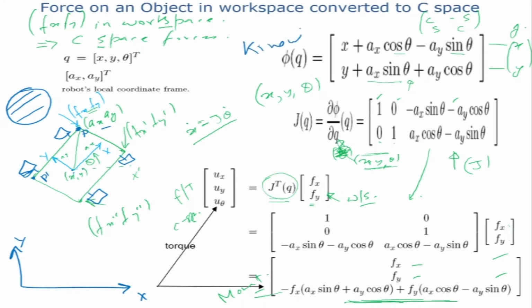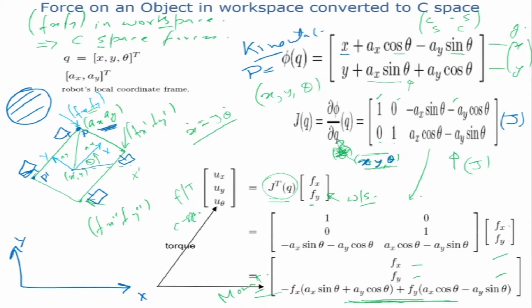So this is my kinematic or geometric relation. Because the local frame is rotated by an angle theta, the coordinate of the point P in the x direction is x plus ax cos theta minus ay sin theta, where ax and ay are the coordinates of the point P in the local frame. Then if I take the derivative of this with respect to x, y and theta, what I get is my J matrix. First I take the derivative with respect to x, then with respect to y, and then with respect to theta.